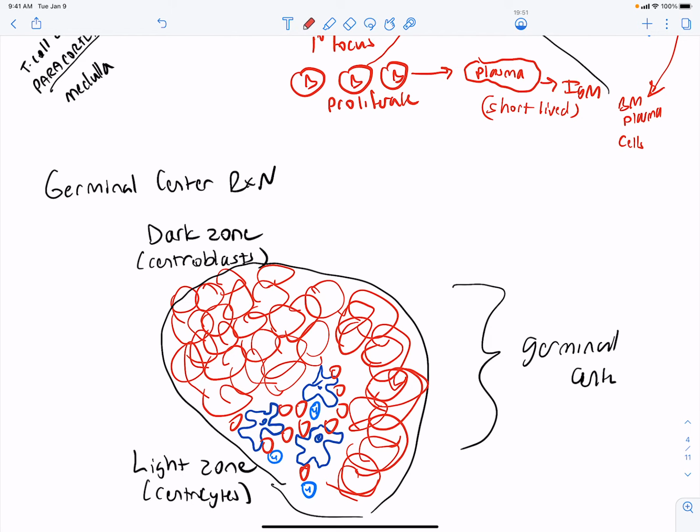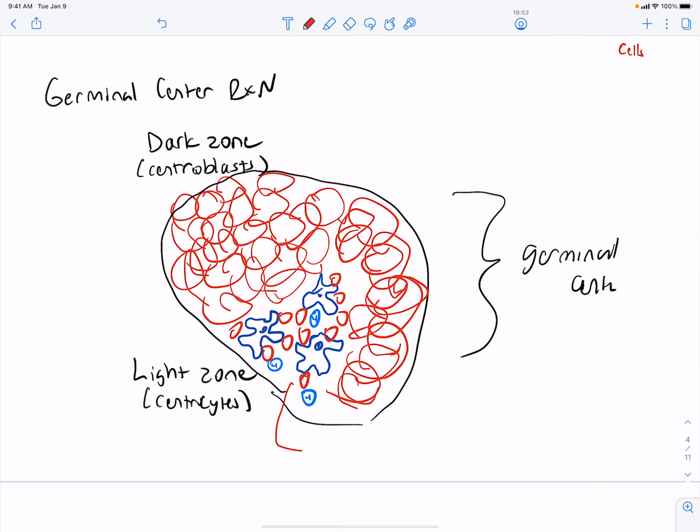And so from the light zone is really where you're going to get your good effectors. They're going to form memory, and they are also going to form those long-lived plasma cells.